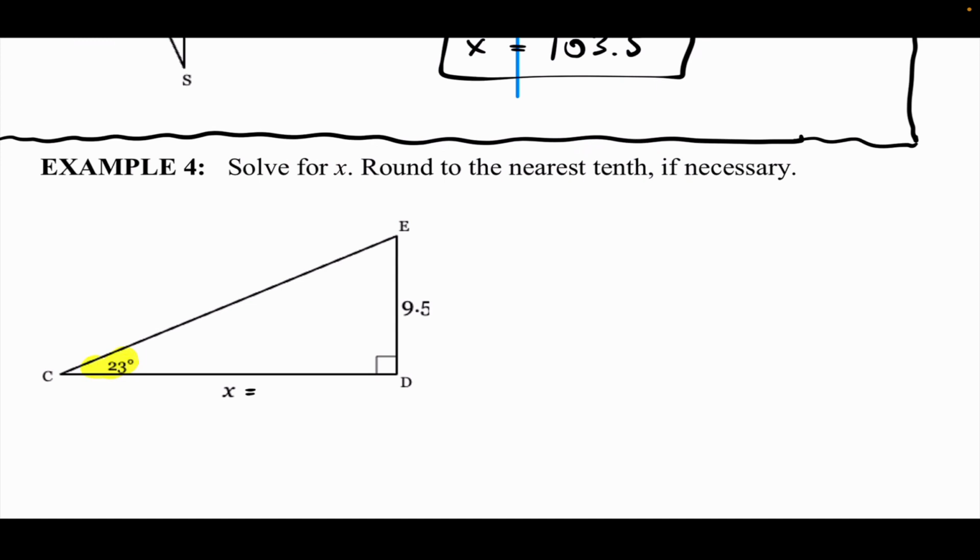And if you have a choice, pick one of these three, because that's always easier to find on the calculator. These guys are on the calculator, they're hidden. So it's easier just to use tangent. Okay, so I'm going to say tangent of 23 degrees. Tangent 23 degrees. Tangent is opposite, 9.5, over adjacent, which is x.